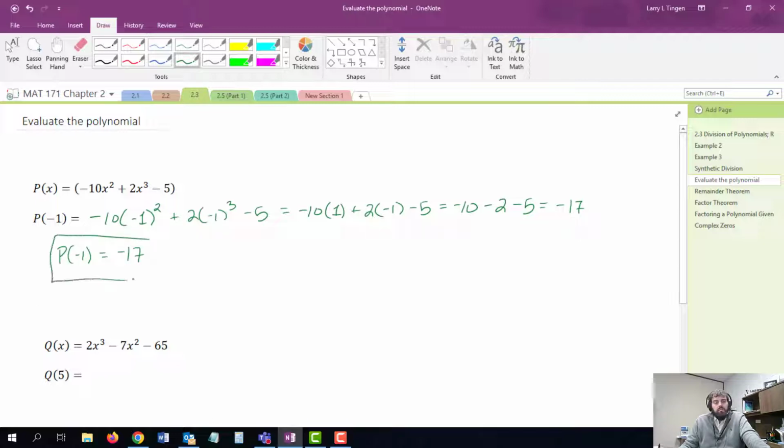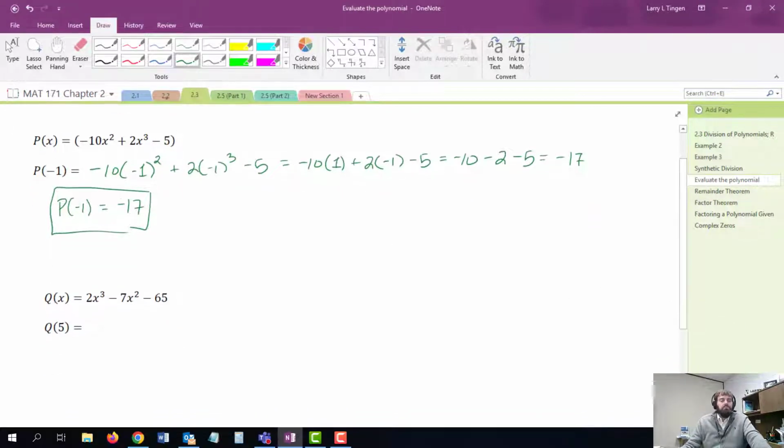All right, next, Q of x. 2x cubed minus 7x squared minus 65. All the x's get swapped out for 5s. Parentheses are critical here because I expect this is going to be done on a calculator. And if you don't put the parentheses there, you're opening yourself up for some errors.